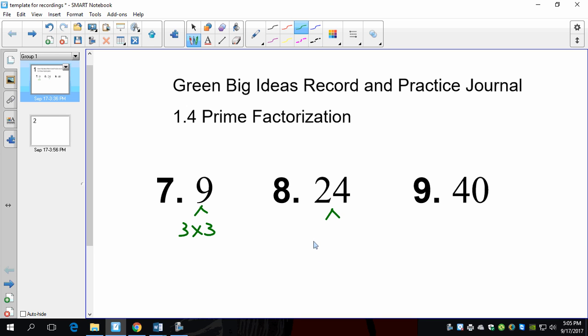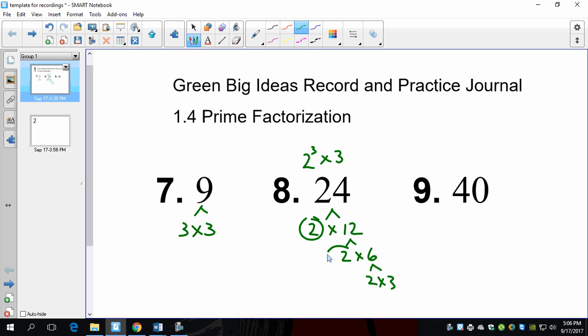24, you can do it a bunch of different ways. One of the ways you could do it would be 2 times 12. And then we just want to keep going until we have prime numbers. 12 would be 2 times 6. And 6 would be 2 times 3. So the prime factorization of 24, now you could actually recopy this. You could say it using exponents. It could be 2 to the 3rd power times 3. That would be the prime factorization of 24.